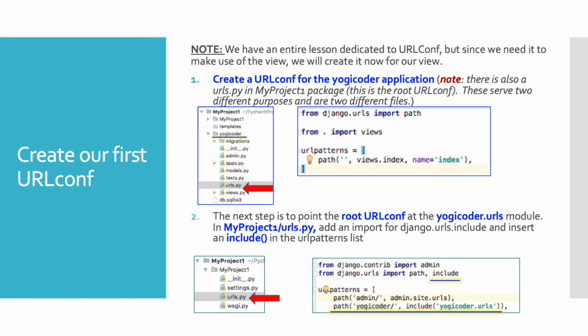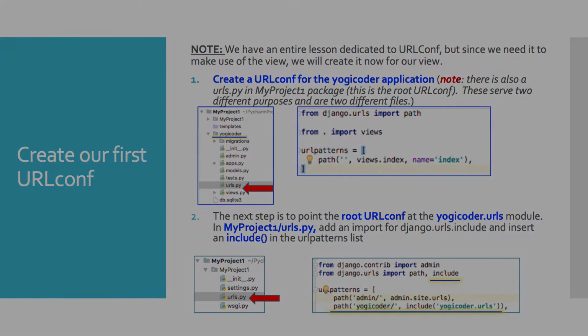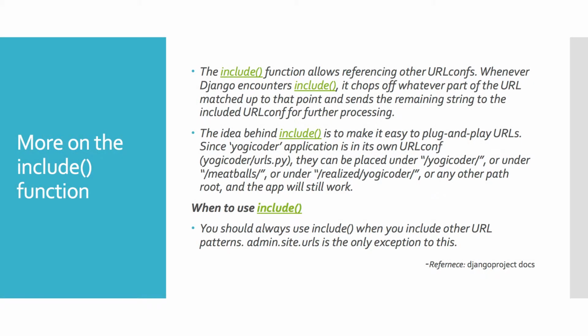So this looks slightly different than here because we're using this include statement. So here I extract right from the Django project docs what the include function is all about and why it's important. So I won't go in great detail, but I wanted to expose you to it. It is important, as I said on the previous slide, whenever we have a new application, we must include it in our base urls.py file.